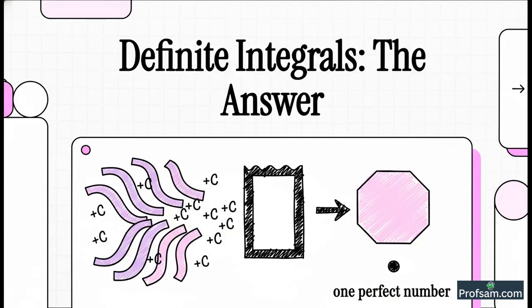Hey everyone, and welcome. So you've been dealing with integrals for a while now, and you're probably super used to seeing that little plus c at the end of every answer. But what if I told you we could upgrade that? Today, we're jumping into definite integrals, where we go from having a whole family of possible answers to finding one single exact number. Ready to see how it's done? Let's get right into it.